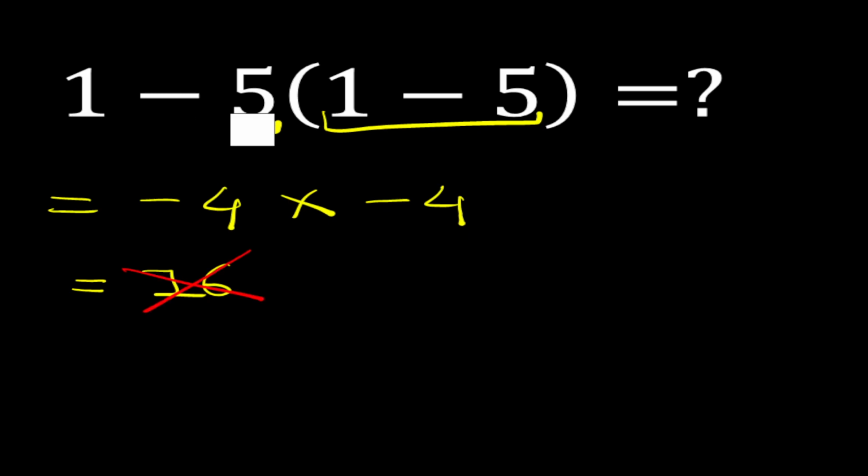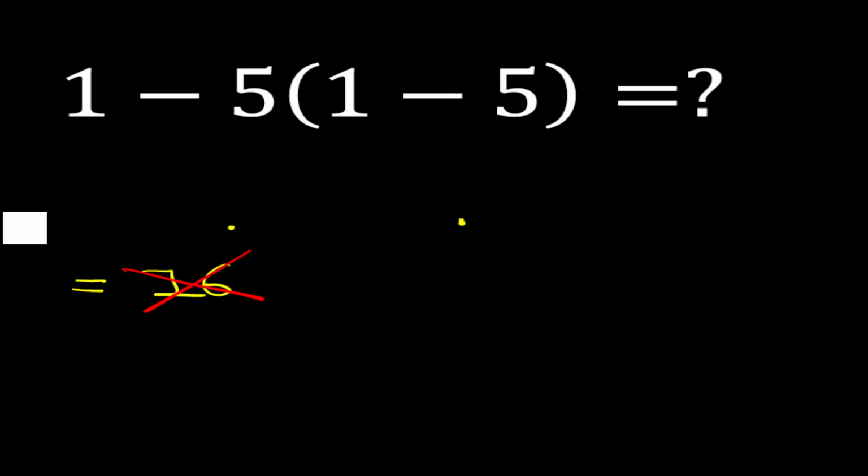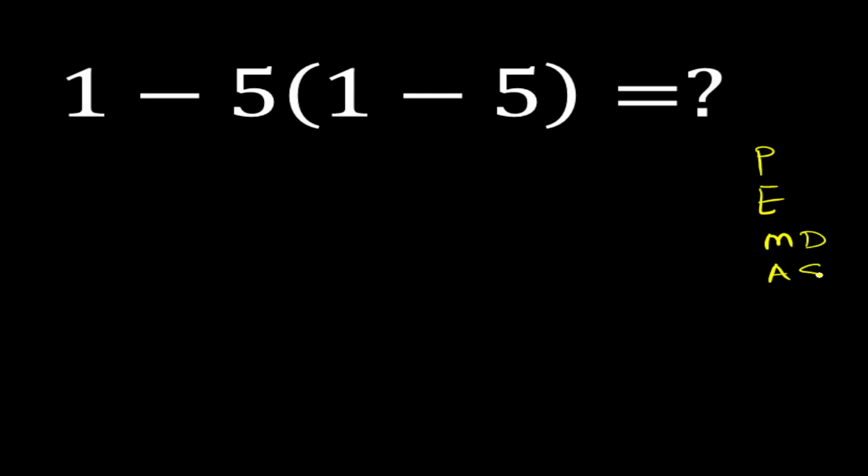So now let's solve this problem correctly by using a PEMDAS rule, right? PEMDAS, P-E-M-D-A-S. According to PEMDAS, first priority is parentheses, second priority is exponents, third priority is multiplication and division, and here multiplication and division both have equal priority, so we have to solve it from left to right. Fourth and last priority is addition and subtraction, and also addition and subtraction both have equal priority, so we have to solve it from left to right.